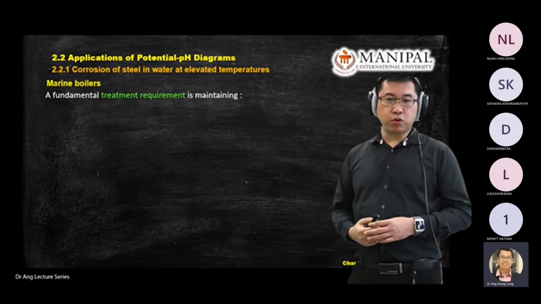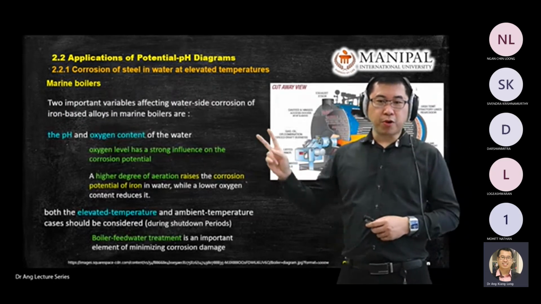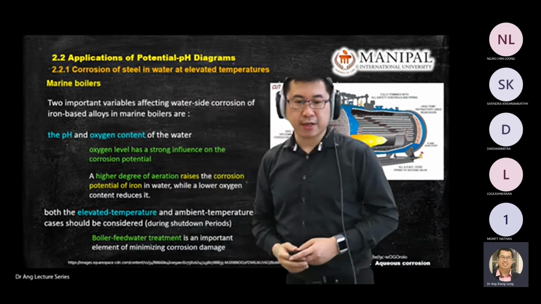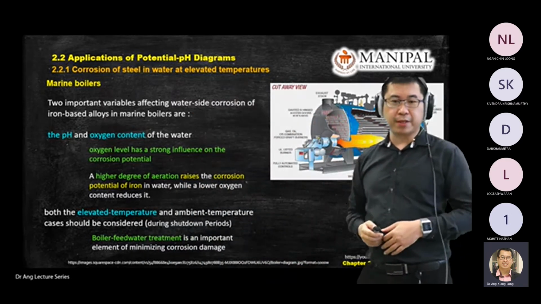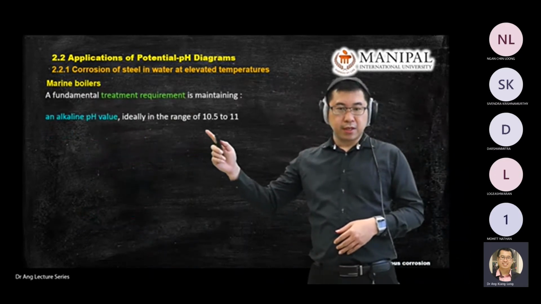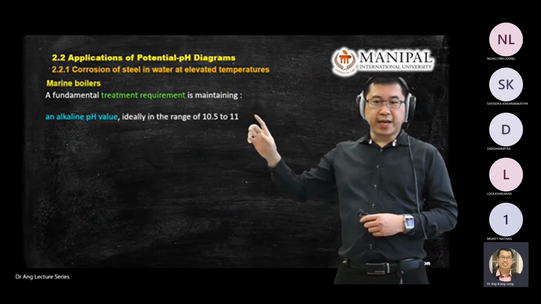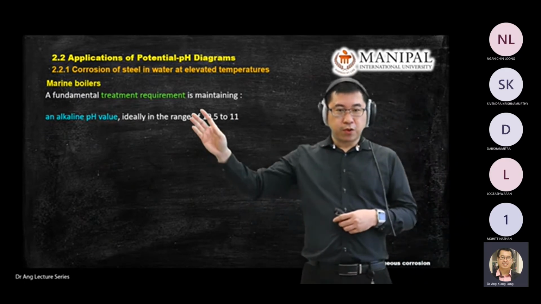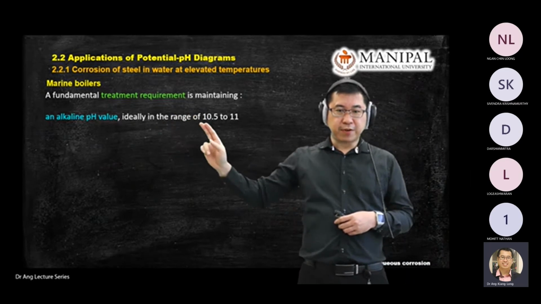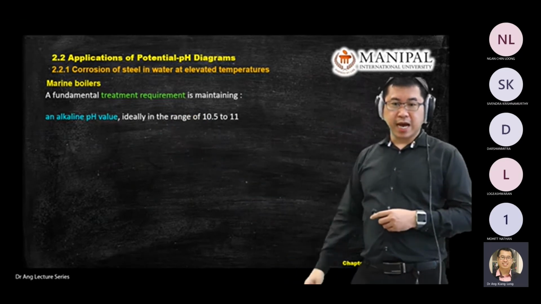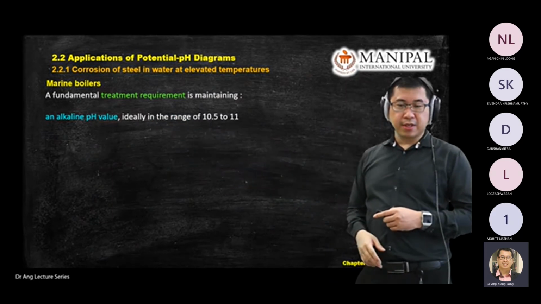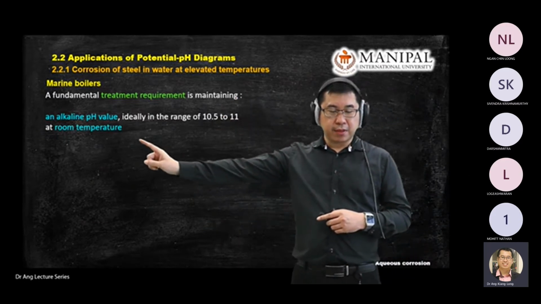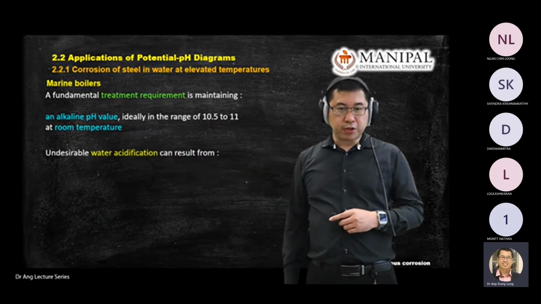So what are the treatments? How do you treat corrosion that has two problems? One is the pH value, one is the oxygen content. How do you solve or control these two elements? You know that corrosion happens in an acidic environment. So how do we prevent it? We increase the pH value. For a marine boiler, normally the pH value will be around 11, ideally about 11. But the concept is you have to stay in the alkaline zone. If possible, this is at room temperature.